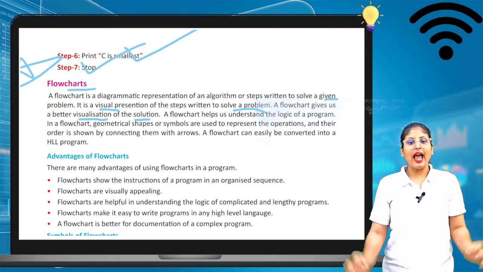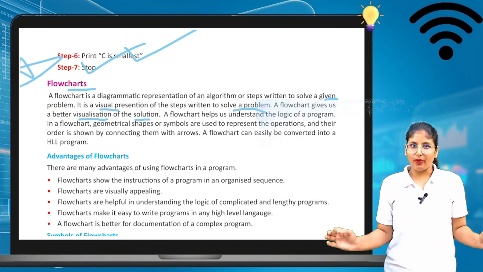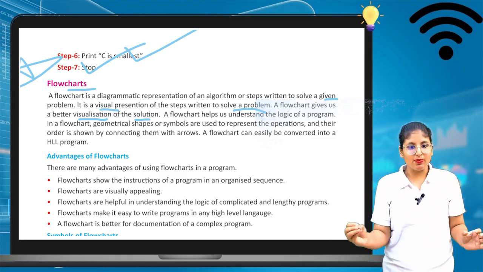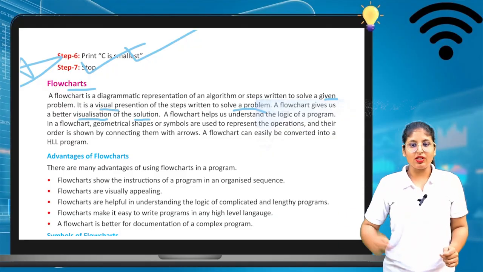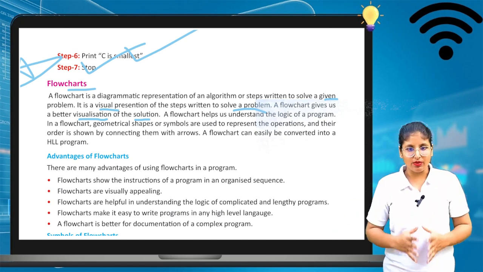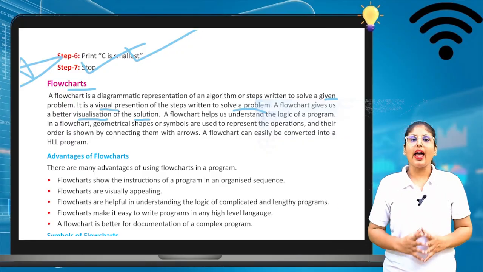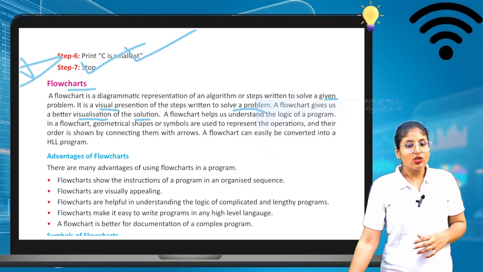A flowchart helps us better understand the logic of a program. In a flowchart, geometrical shapes or symbols are used to represent the operations, and their order is shown by connecting them with arrows. A flowchart can easily be converted into a high level language program. Okay, so this is a flowchart.